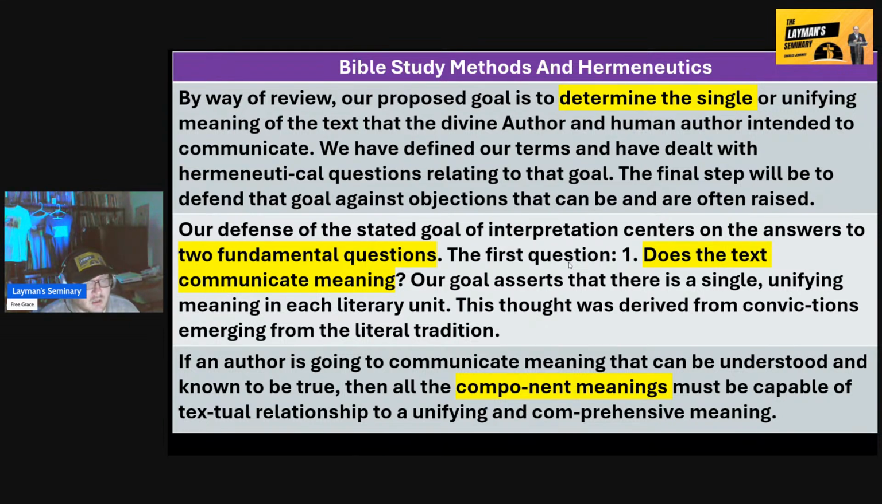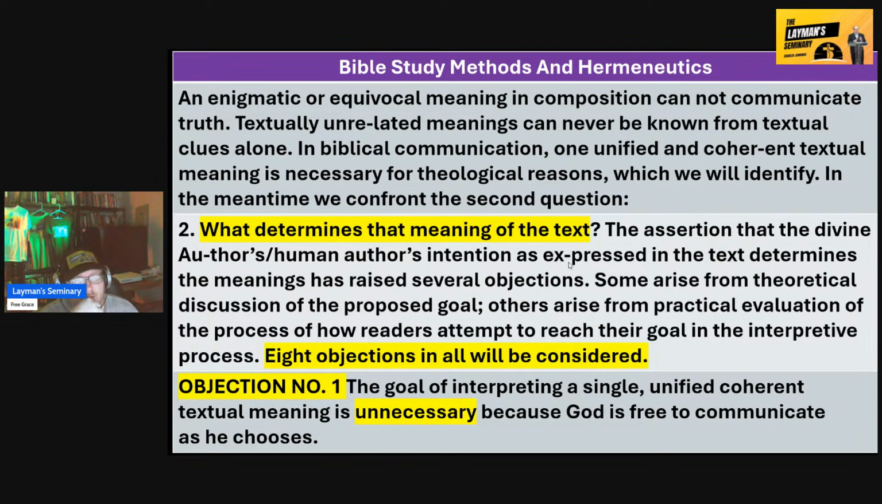I would say yes, it does. Our goal asserts that there's a single unifying meaning in each literary unit. This thought was derived from convictions emerging from the literal tradition. If an author is going to communicate meaning that can be understood and known to be true, then all the component meanings must be capable of textual relationship to a unifying and comprehensive meaning. An enigmatic or equivocal meaning in composition cannot communicate truth. Textually unrelated meanings can never be known from textual clues alone. In biblical communication, one unified and coherent textual meaning is necessary for theological reasons, which we will identify.